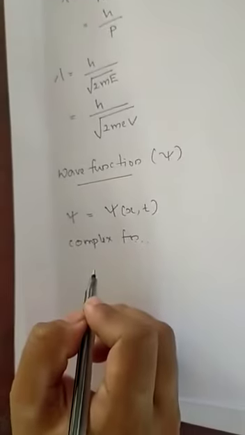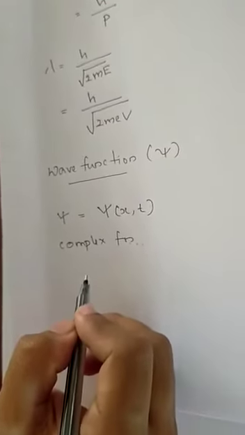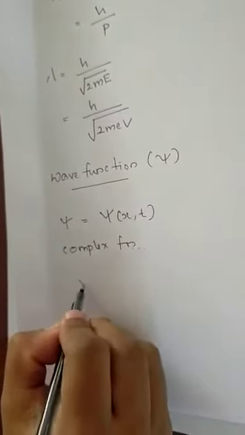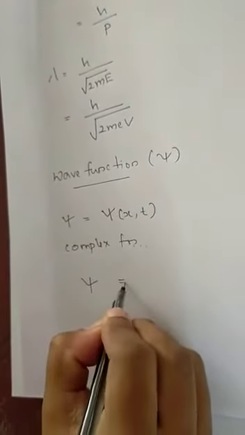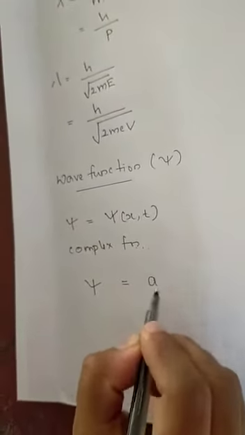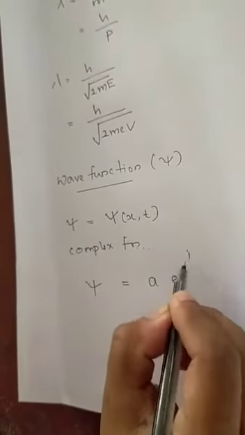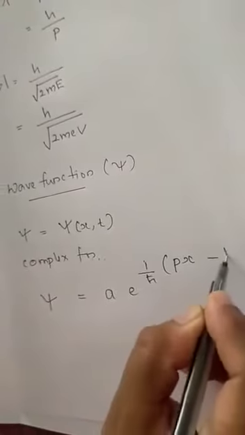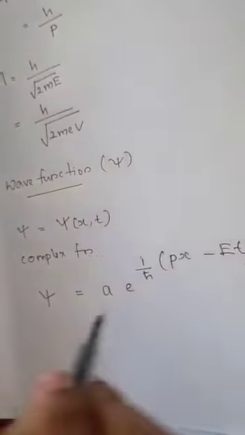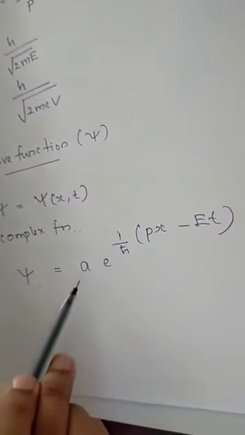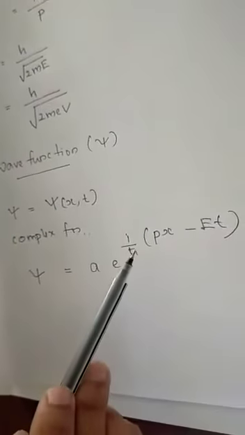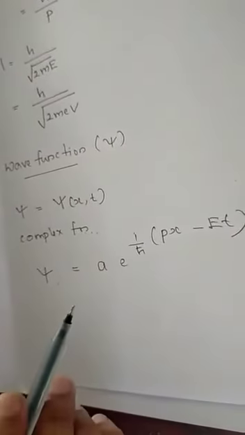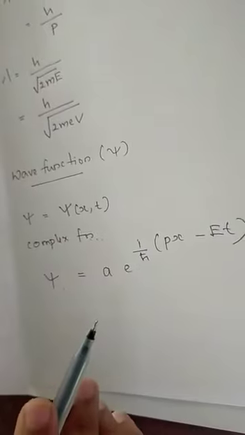And the wave function of a particle with energy E and momentum p can be represented as psi equal to A e raised to i by h cross into (px minus Et). So, this is the wave function of the particle with energy E and momentum p.